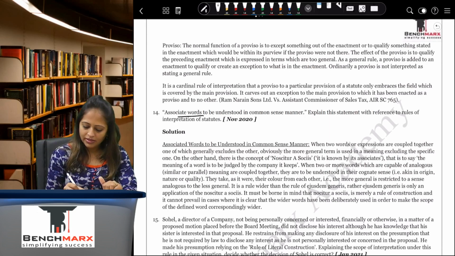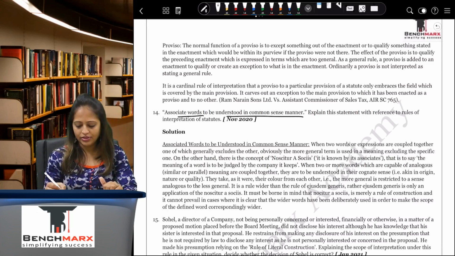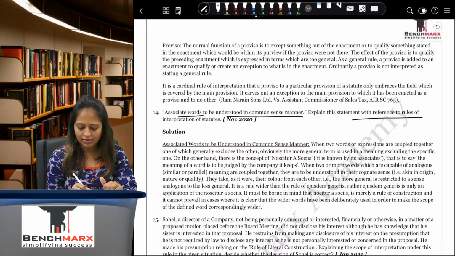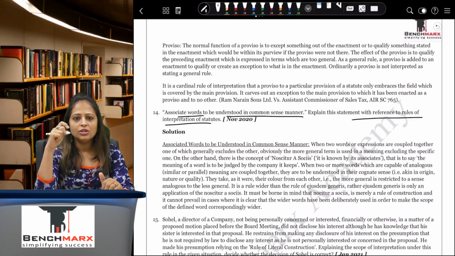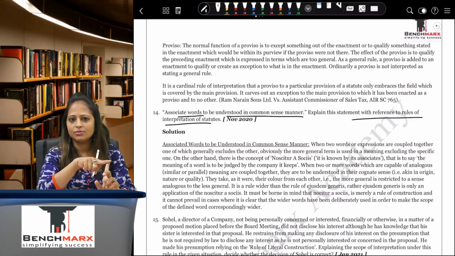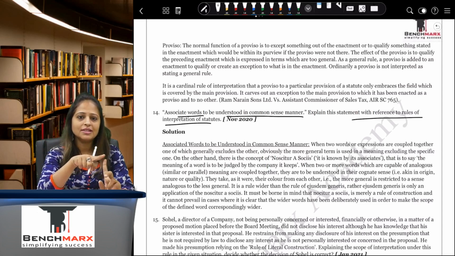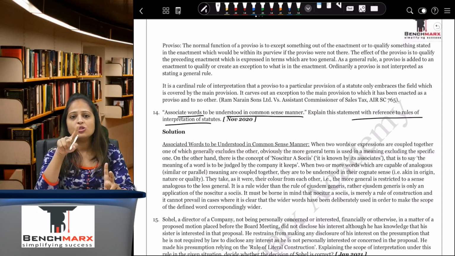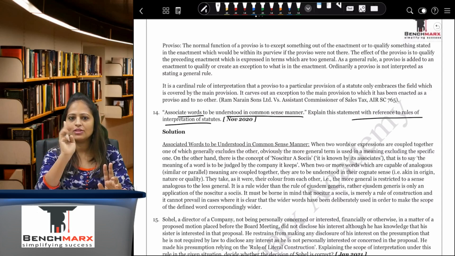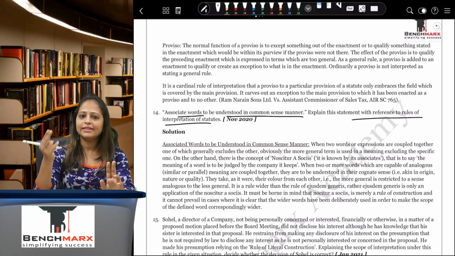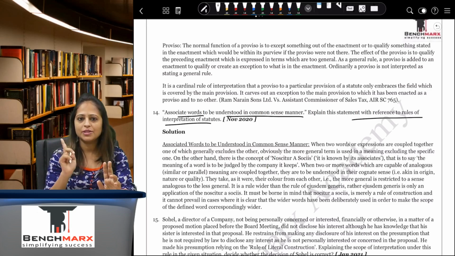Associate words to be understood in the common sense manner. Explain the statement with reference to rules of interpretation. So what is this? Don't confuse this with ejusdem generis. This is not ejusdem generis. This is referring to the secondary rule of interpretation, noscitur a sociis. That is what "associated words to be used in common sense manner" means. So please don't mix it with ejusdem generis and write that answer down. This is the secondary rule of interpretation, the first point that we have.